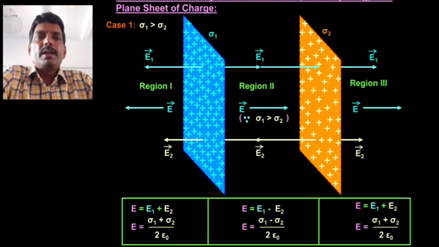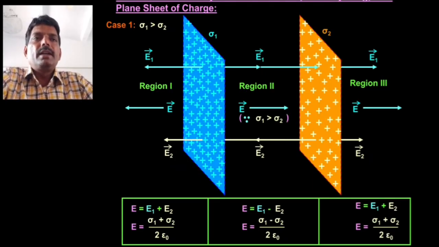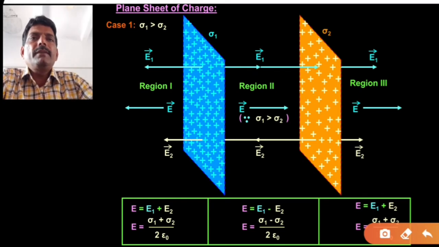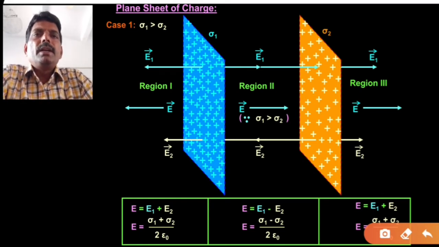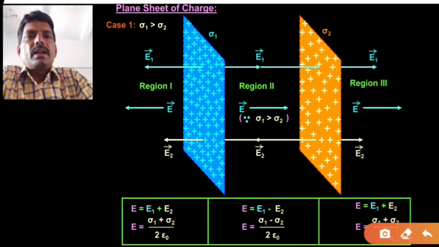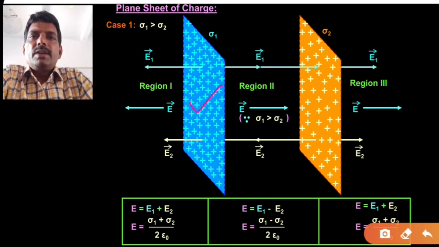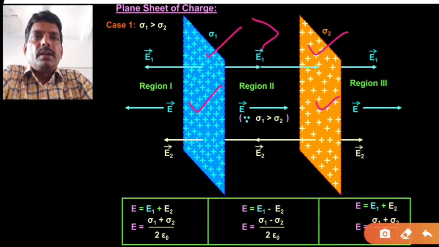Today's very important discussion is about the electric field intensity due to plane sheets of charge. You see here I have taken a positive charge sheet, and here also a positive charge sheet, but the main difference is sigma 1 is greater than sigma 2. That means the number of charges on this sheet is greater than the number of charges on this sheet. That I have considered here.